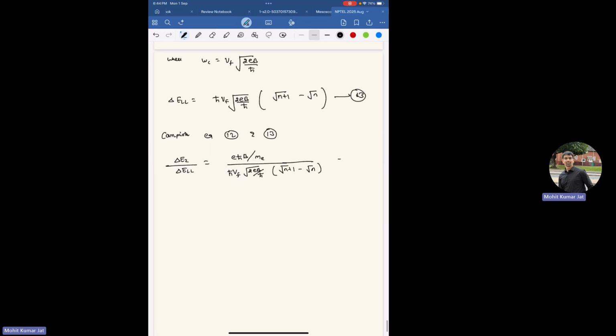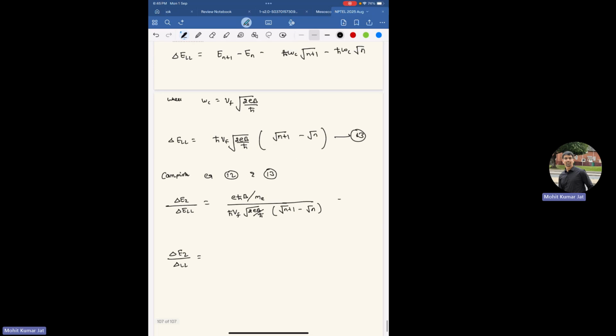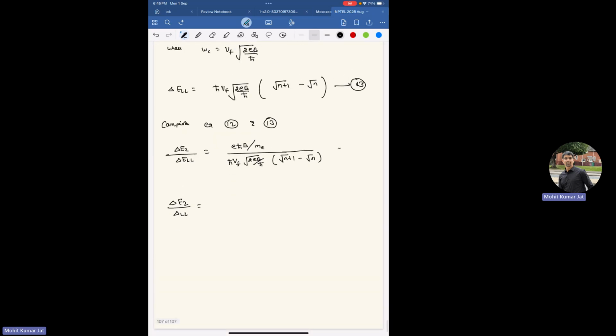Equation number 14. And if you solve it, ΔE_Z by ΔE_LL will be given by, if you just take ħ goes off, it will be eB by m_e times under root ħ by 2eB, with 1 by under root N+1 minus under root N.